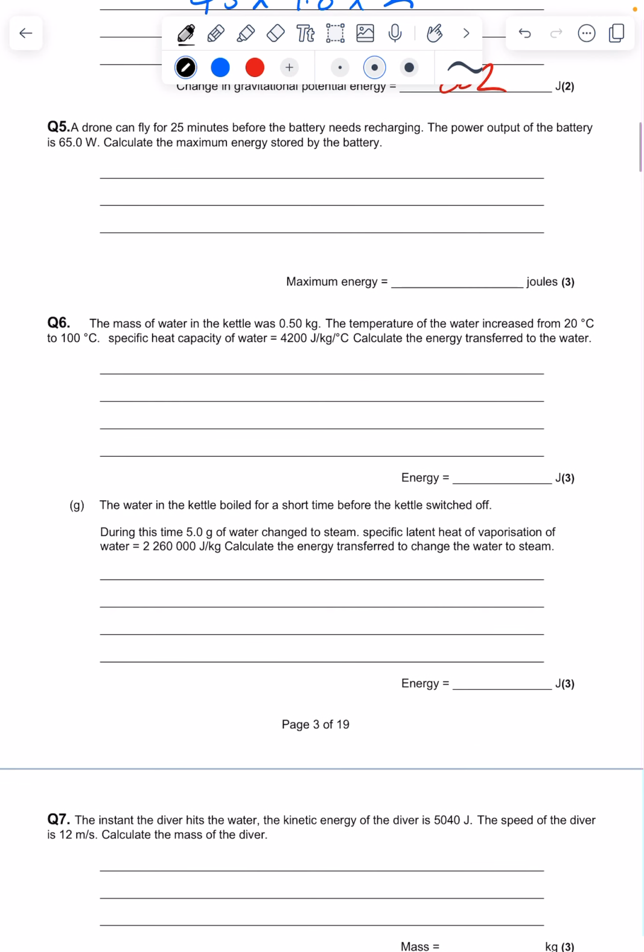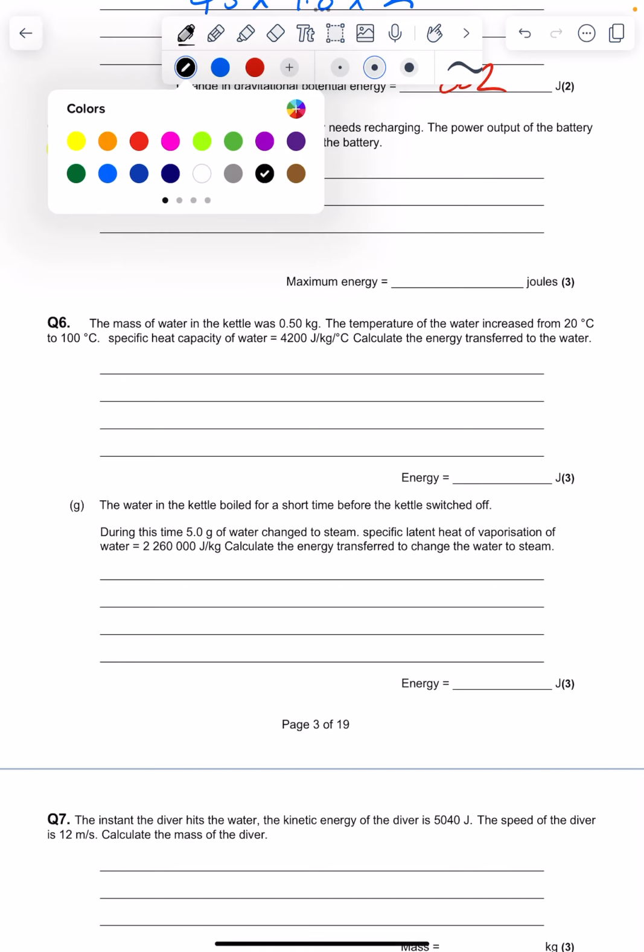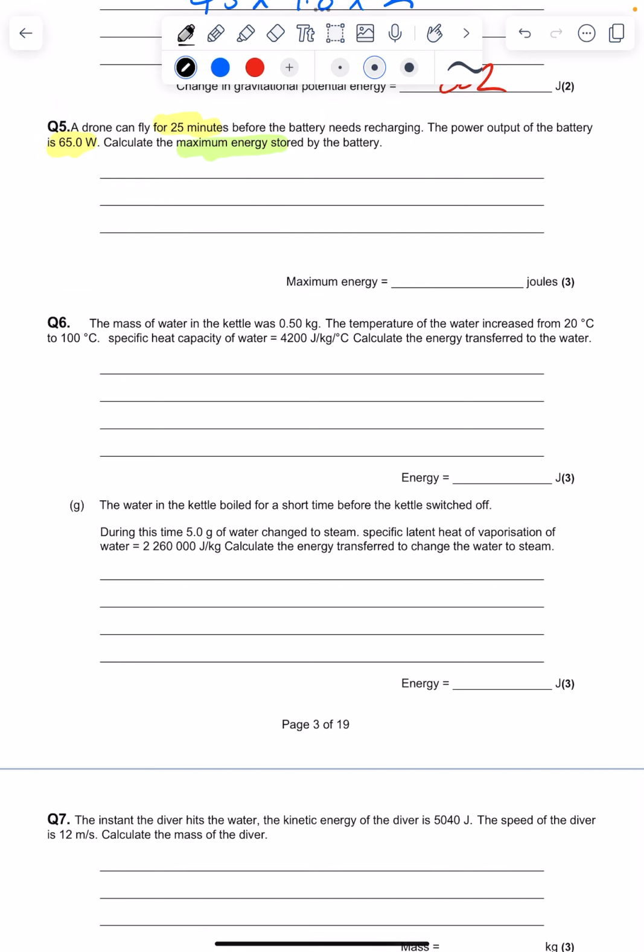A drone can fly for 25 minutes before the battery needs recharging. So that's going to be a key part of the question potentially. Always good to highlight it. The power output of the battery is 65 watts. Calculate the maximum energy stored by the battery. So for this calculation, what we want to be looking at is that power equals energy over time.